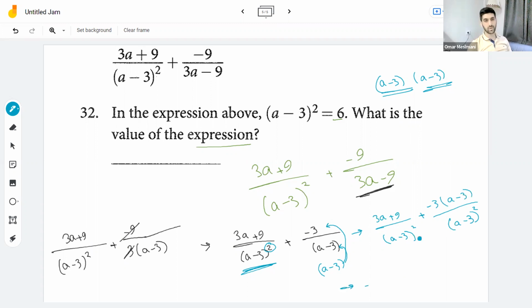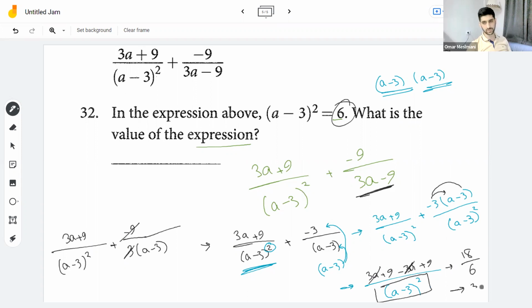Yes. Do I have the same denominator? Yes, I do, which is a minus 3 squared. Now, with the numerator, I will just do it like this. 3a plus 9, the same. I'm going to multiply the 3a, so it's going to be minus 3a, and it's going to be plus 9. 3a with the minus 3a cancels out, so you have 9 plus 9, which is 18 over a minus 3 squared. Using this information, it's a 6. So 18 over 6 is going to be equal to 3. And bingo.